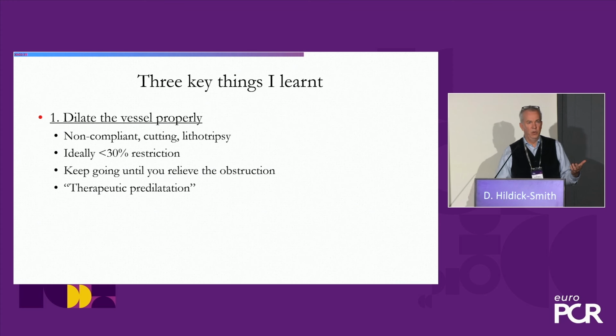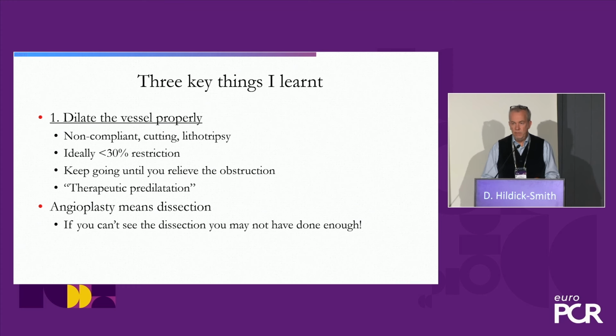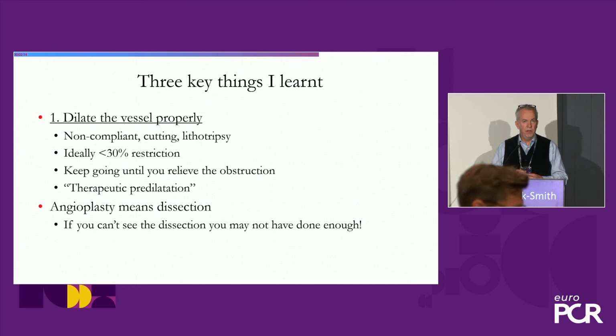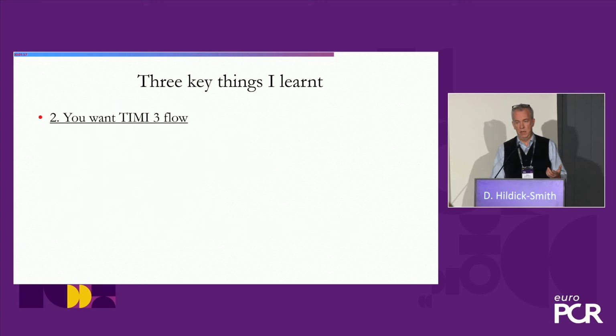Ideally, angiographically, you want a less than 30% restriction at the end compared to the start, and you need to keep going until you relieve the obstruction. No point doing the balloon until you've done that. And remember, of course, angioplasty means dissection. If you can't see the dissection, maybe you haven't done enough. Angiographically, we only see a dissection maybe 20% of the time when we do pre-dilatation, but if you did OCT, you would see that dissection 95% of the time. So that's actually the mechanism whereby angioplasty works. So that was the first thing I learned.